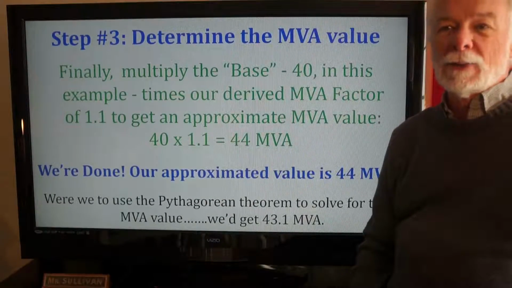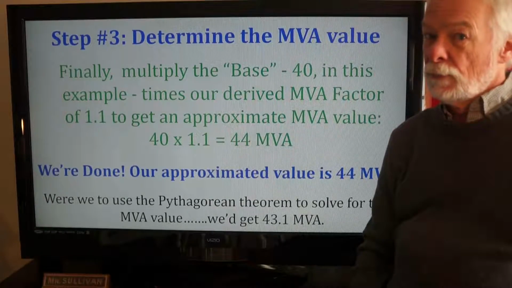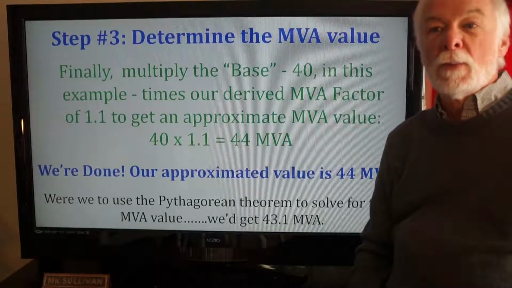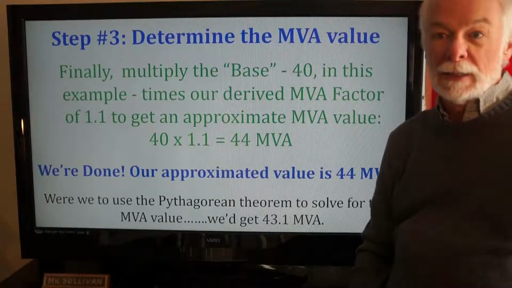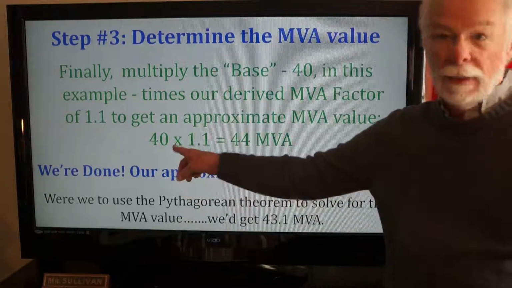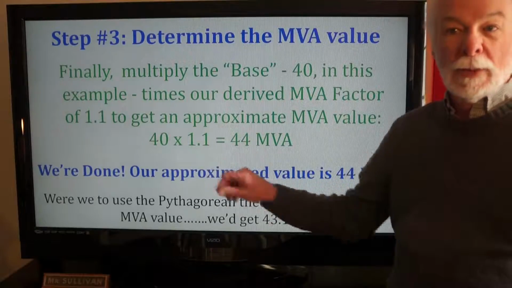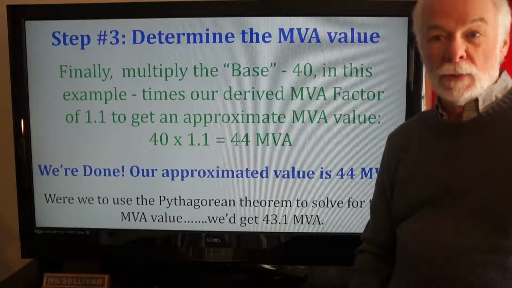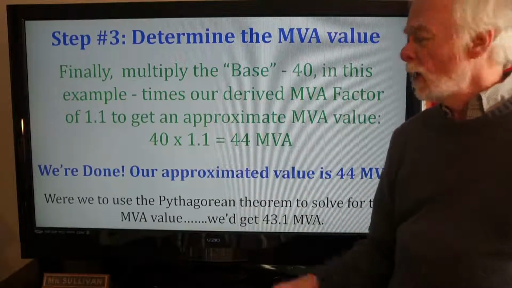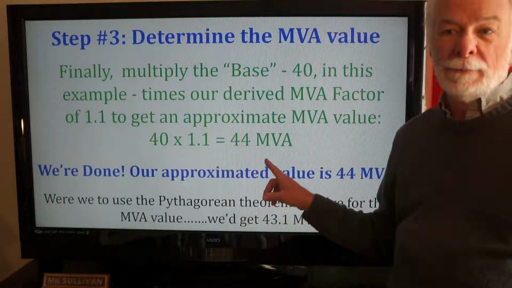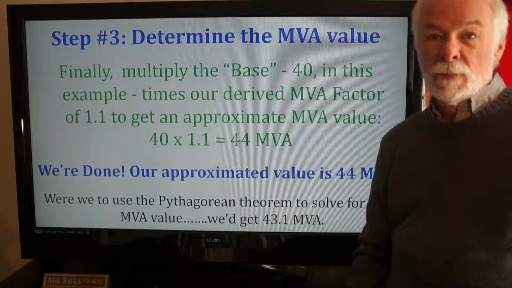Our third and final step is to determine our approximate MVA value. In order to do this, we'll multiply our base, the larger of the two numbers in our set of readings, in this case 40, times the approximation factor that we got from the slide rule in step 2. So 40 times 1.1 gives us 44 MVA as our apparent power approximation.